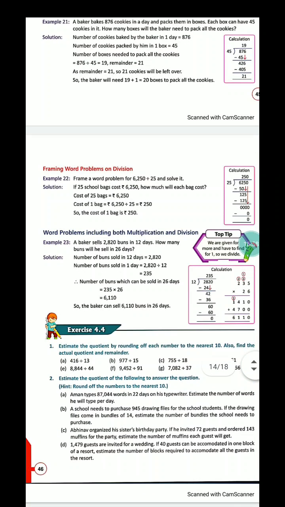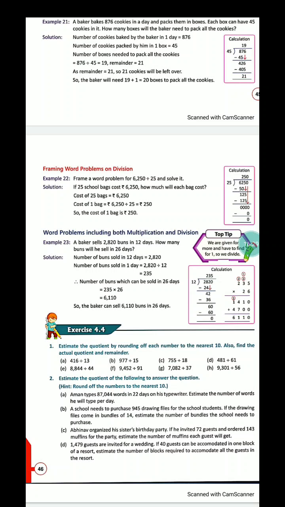Now we have to frame word problems on division. Okay. That we have also completed in addition, subtraction and multiplication, and now we have to do it in division also. Frame a word problem of 6250 divided by 25 and solve it. So here it is told that you have to frame and solve also.